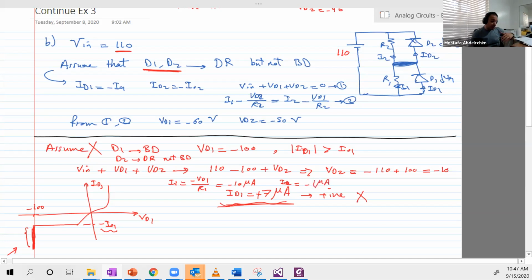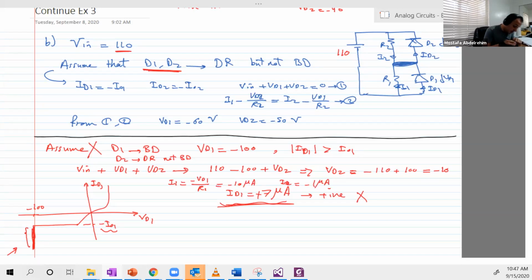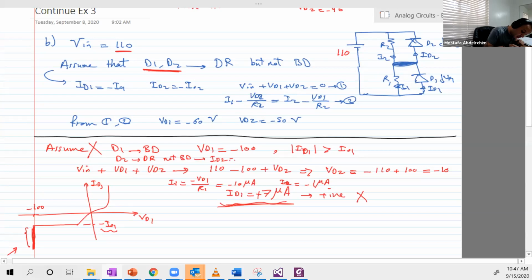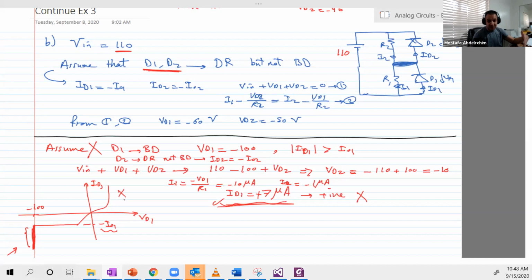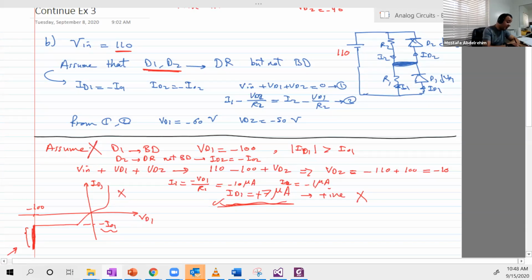Then if you continue in the calculations and calculate the current, ID2 is known, equal to minus I naught 2. So you have only one unknown here. If you calculate ID1, it will be somewhere positive, which is wrong, because it should be reverse bias. So that's why the first one is the only correct assumption, and this is incorrect. Any other assumption will be incorrect.